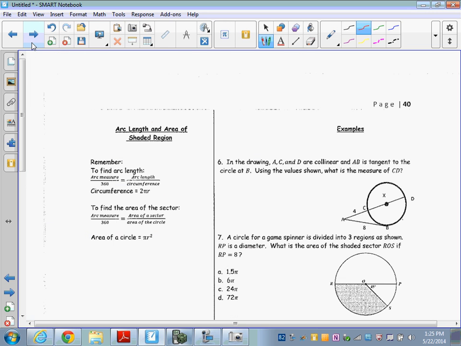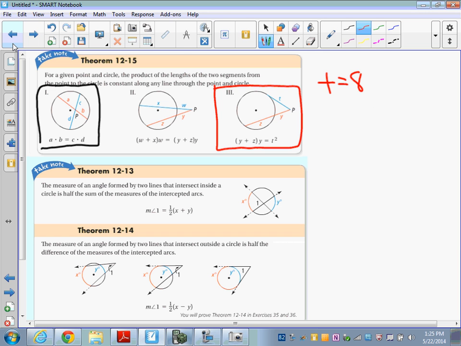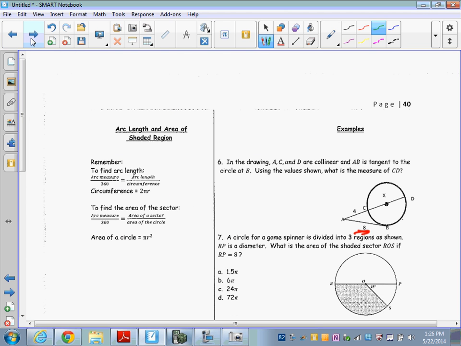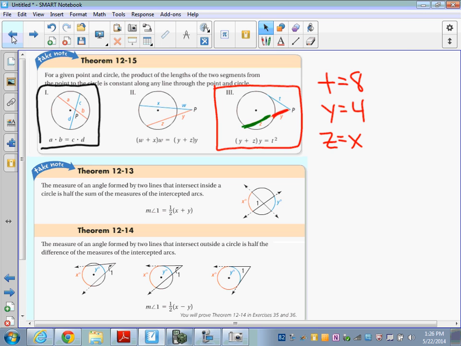So let's go back here. T is this side that's 8. It's the tangent side. The side that's outside the triangle is 4, so Y is going to equal 4. And the last value I have is Z is going to equal X. So remember, Z is the part inside the triangle. Y is the part outside the triangle. So the part inside the triangle is X. The part outside the triangle is 4. That's how we relate this, and we're going to substitute these values in.